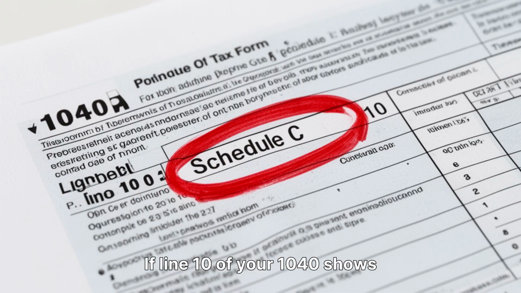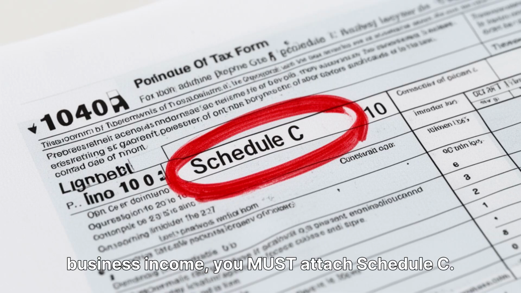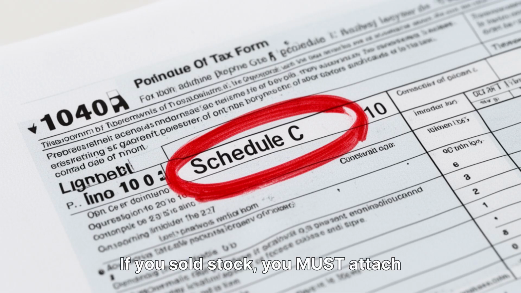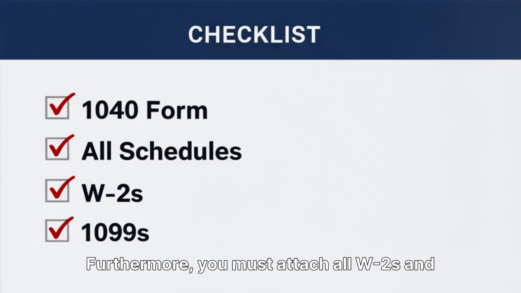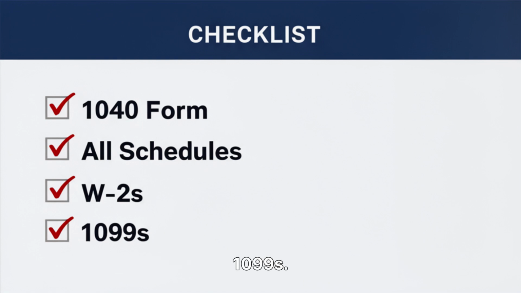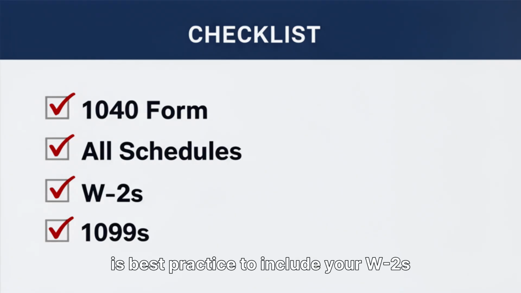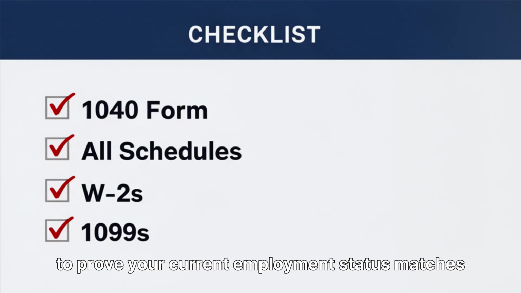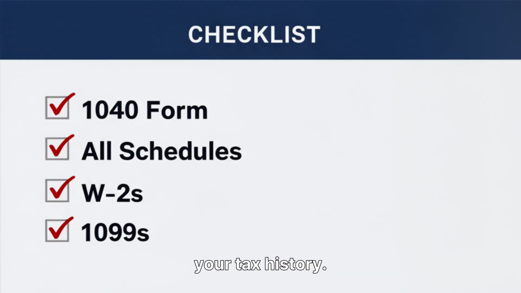If line 10 of your 1040 shows business income, you must attach Schedule C. If you sold stock, you must attach Schedule D. Missing a single page can cause a rejection. Furthermore, you must attach all W-2s and 1099s. Even if you use a transcript, it is best practice to include your W-2s to prove your current employment status matches your tax history. Do not leave any room for doubt.